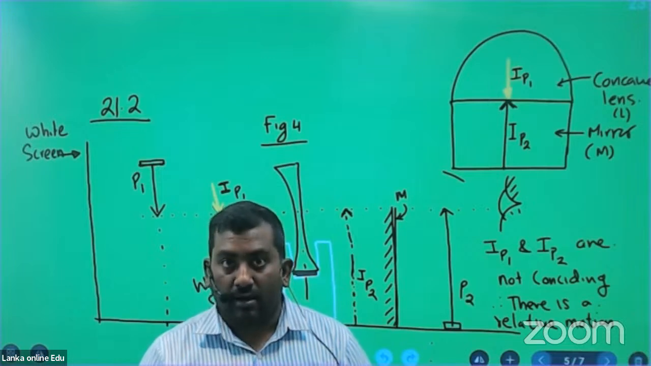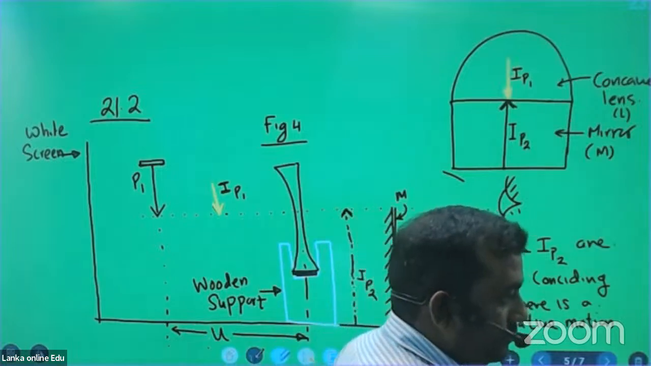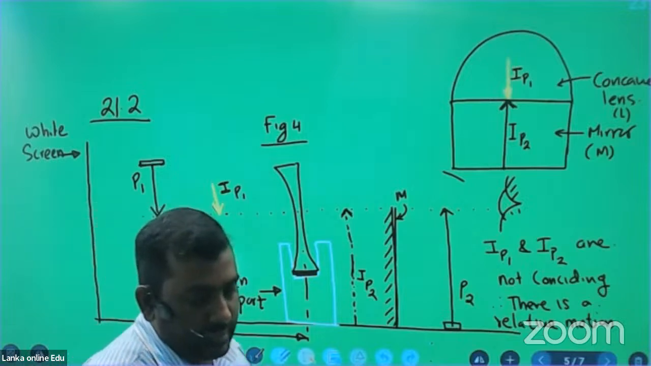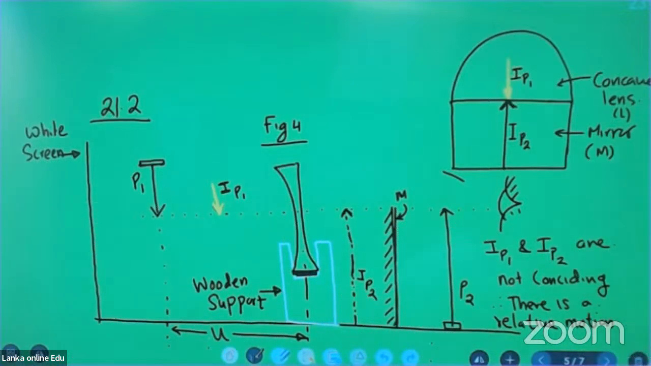Apparatus needed: concave lens mounted on a stand, two optical pins, a plane mirror, a meter ruler and a white screen.